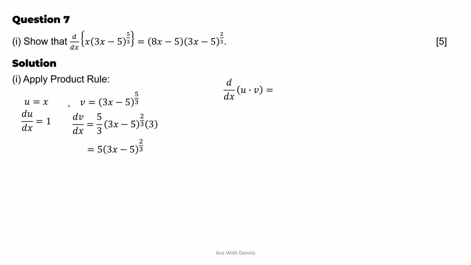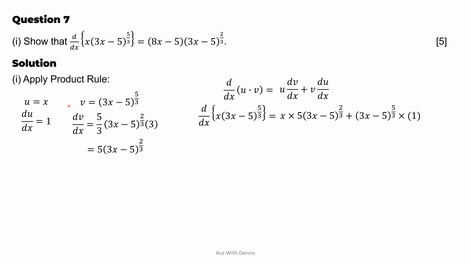Now apply the product rule formula. d over dx of uv equals u dv over dx plus v du over dx. Hence d over dx of x times 3x minus 5 to the power 5 over 3 equals, the first u is x, dv over dx is 5 times 3x minus 5 to the power of 2 over 3, then plus the v is 3x minus 5 to the power 5 over 3, and du over dx is 1. Okay, so now we simplify, we get 5x times 3x minus 5 to the power of 2 over 3 plus 3x minus 5 to the power of 5 over 3.